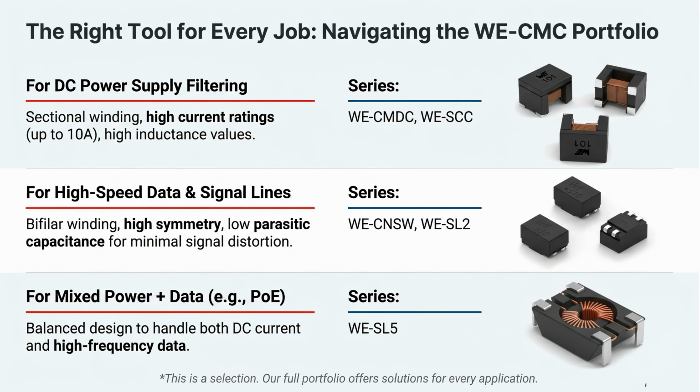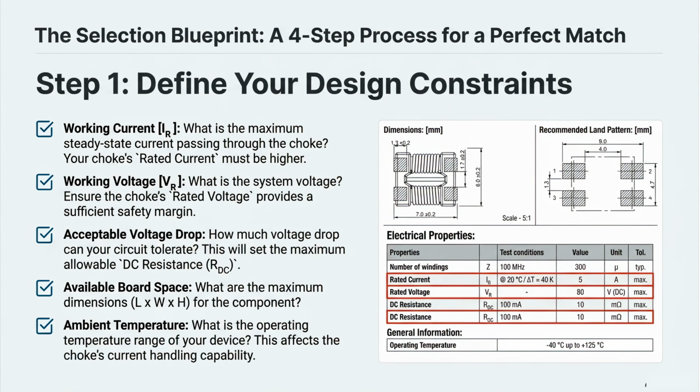Selecting the right tool for the job means matching the choke series to the application. Use sectional winding for DC power, bifilar for high-speed data, and a balanced design for mixed power and data applications like PoE. The selection blueprint starts with defining your design constraints.